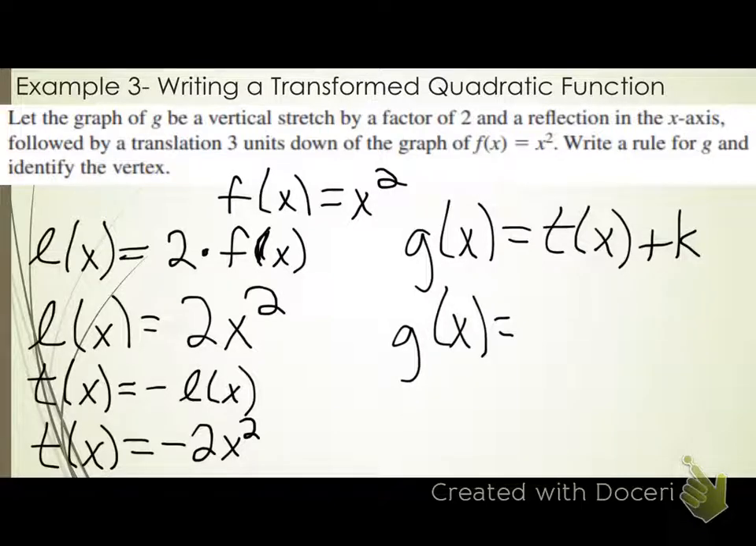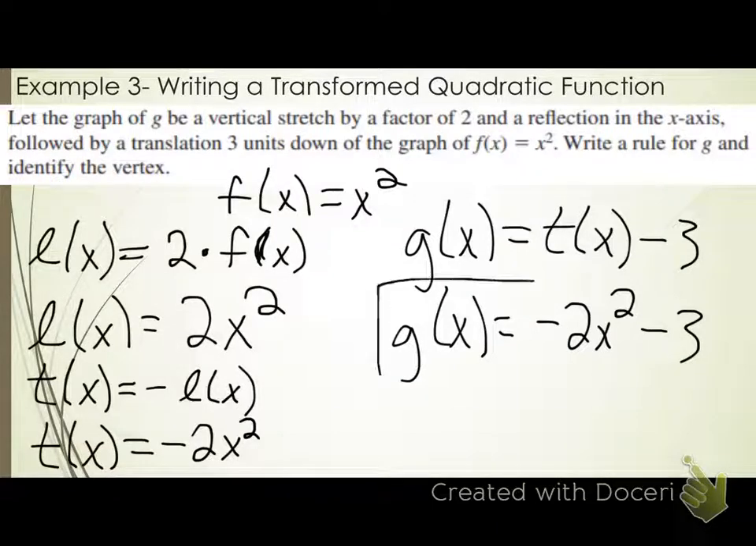What's my k value here? 3. Am I going up 3 or down 3? Minus 3. Very good. So this will be t of x minus 3. What is t of x? Negative 2x squared. I'm just subtracting 3 from my function. This would be my answer. Does everyone see that? You just take it transformation by transformation. So if you got 3 transformations, you got to do 3 different things. Okay? Any questions about that?